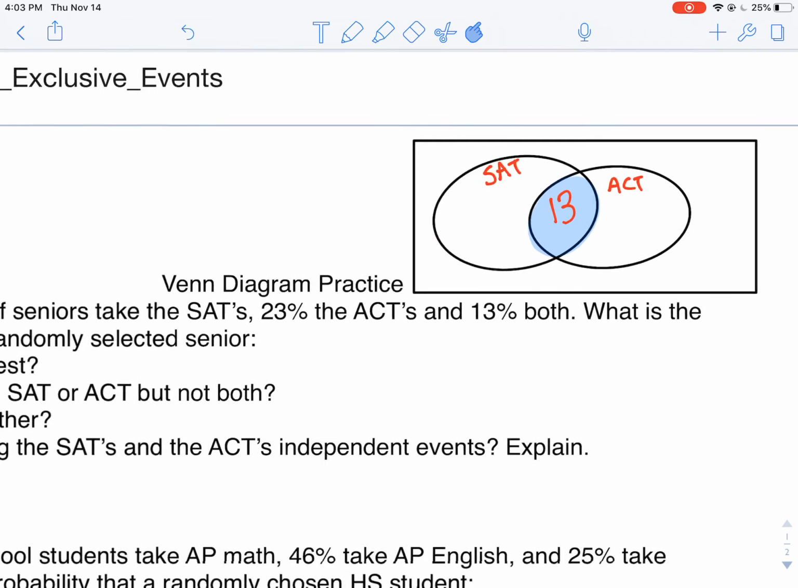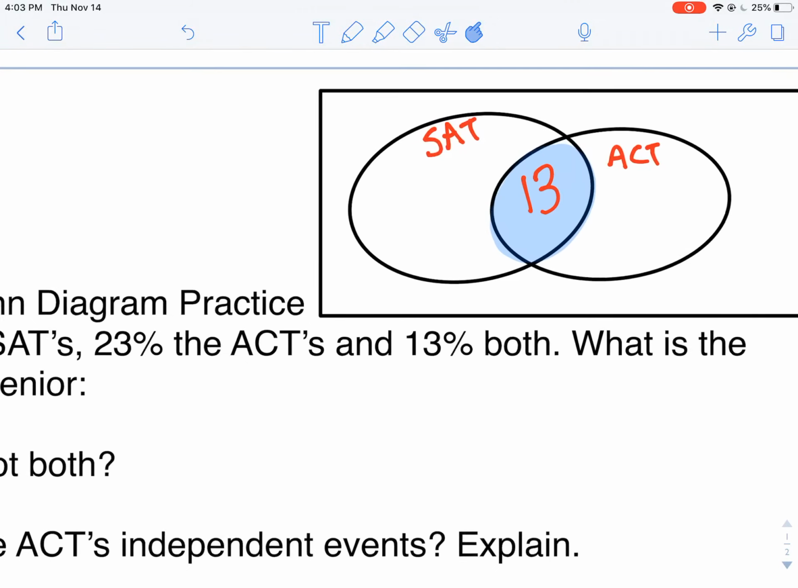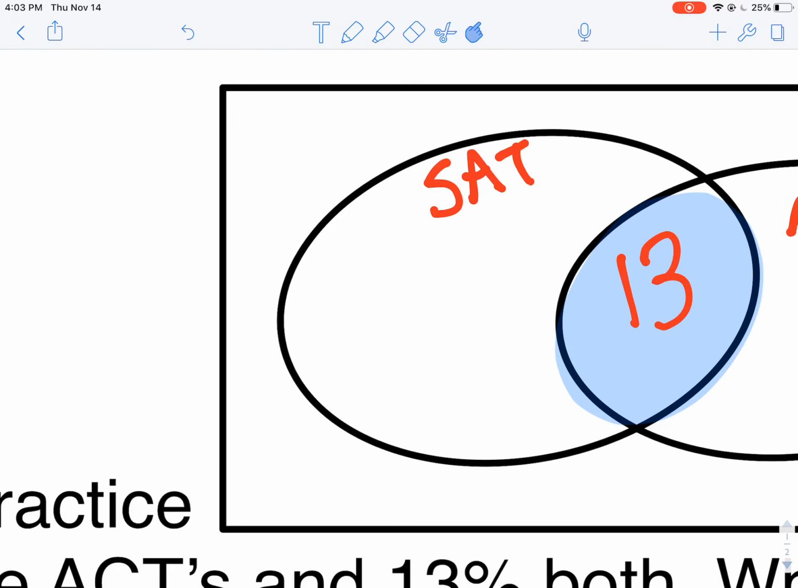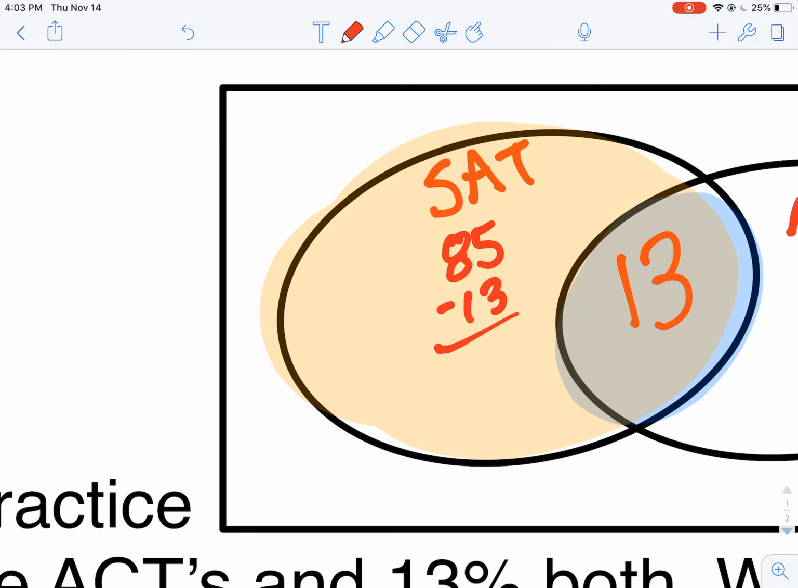Now, if we look here, it says 85% of seniors take the SATs. Now, the key is, that doesn't mean that 85% of seniors only take the SATs. They could take the ACTs too. So that means this whole circle here is going to equal 85. So I'm going to start with the 85. I'm going to take away this overlap, those seniors who happen to take the ACTs and the SATs. Take that away, and I get myself 72 right here.